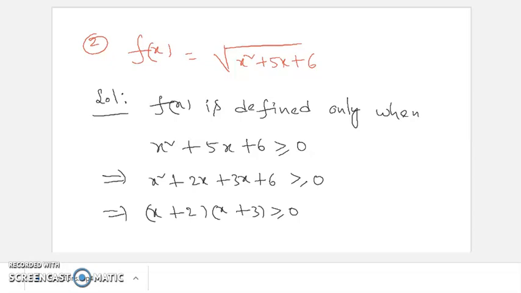Here, such type of function can be defined only when the expression inside the root is greater than or equal to 0. So it is in quadratic form. Simply we can transform it into linear factor form. So (x plus 2)(x plus 3) greater than or equal to 0.